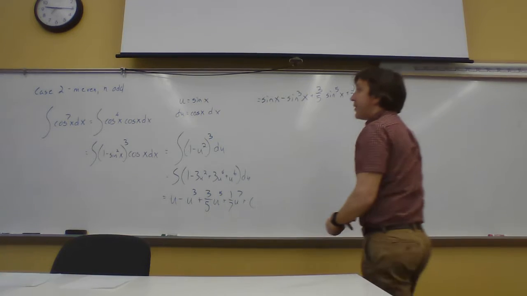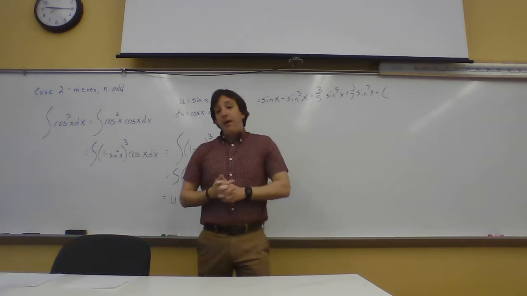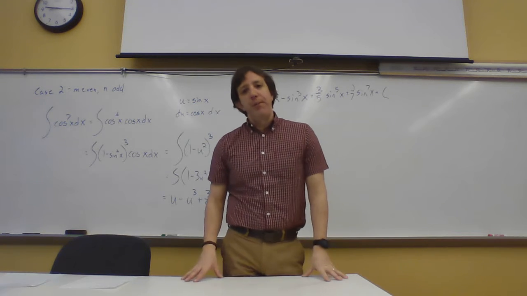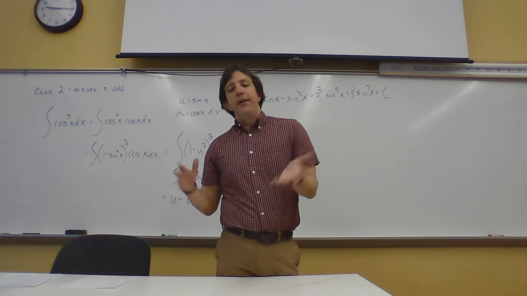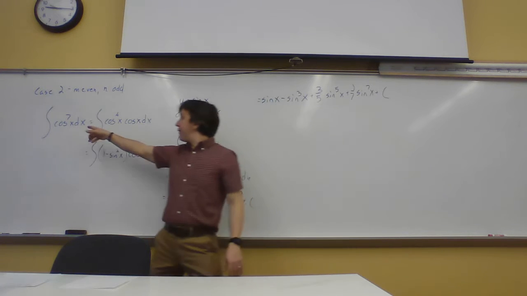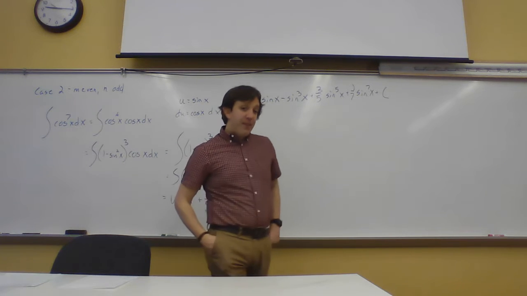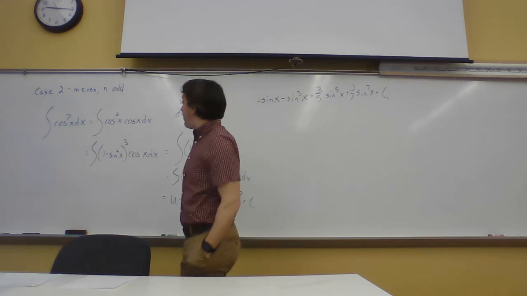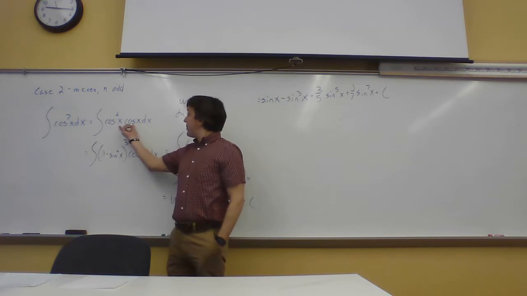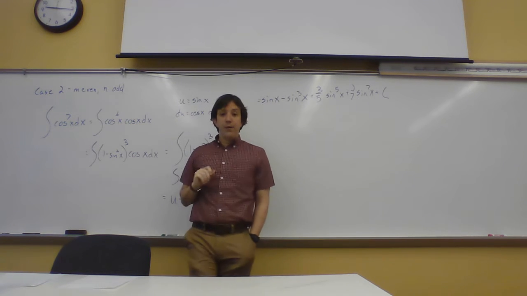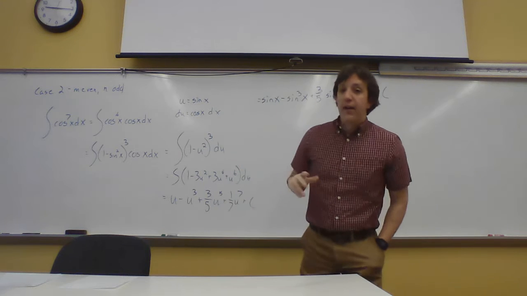All right, let's look at another example. This time we're going to have the power on cosine be odd, but again, it's going to work basically the same way. We're going to use a Pythagorean identity again, and it's going to work itself out nicely. This time I have the integral of cosine to the 7th x dx. No sines, that's okay. We have an odd power on the cosine. Same thing as last time, I'm going to peel off one of those so that I have a bare cosine sitting there all by itself.